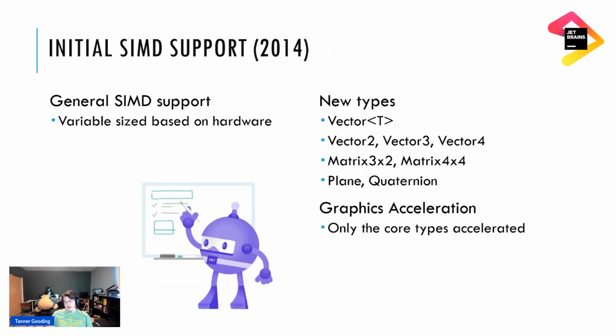Fast forward again to 2014, we have a slightly faster cadence here, only 4 years rather than 8. We started adding SIMD support. The types we exposed were variable size. On older hardware, they would be 128 bits. And on newer hardware, it could be up to 256 bits in width. We also exposed some basic types that were common for graphical applications. These were based on the XNA library that Microsoft had published previously. And so these were the Vector2, 3, 4, the matrix types, Plane, Quaternion, etc.